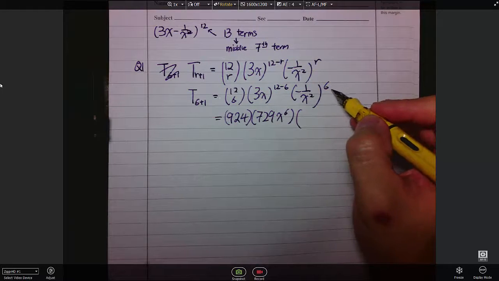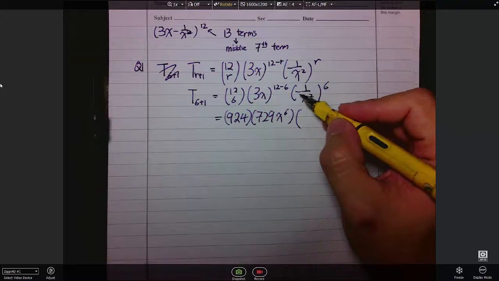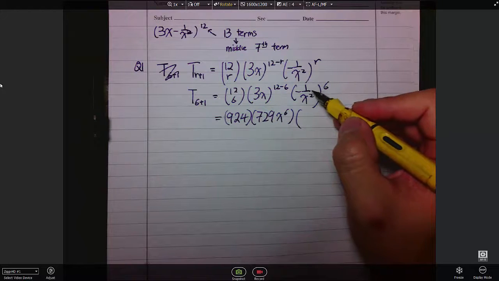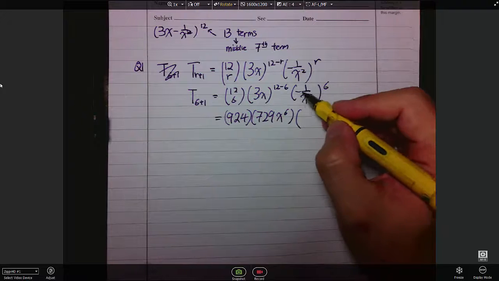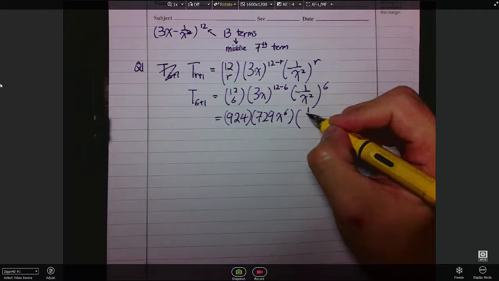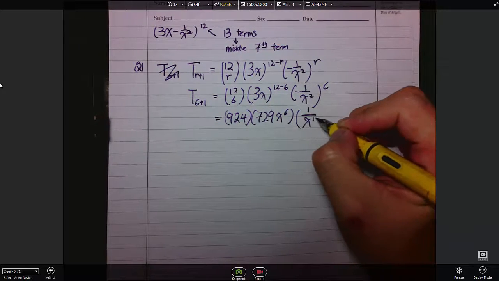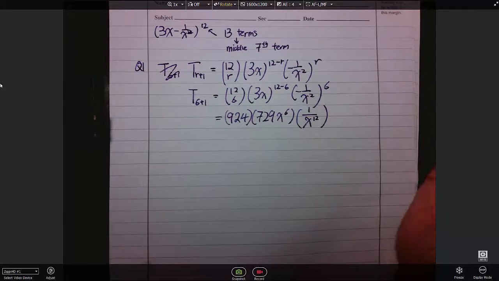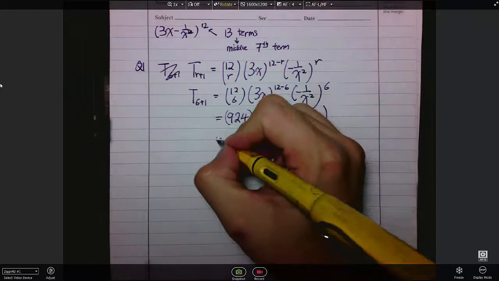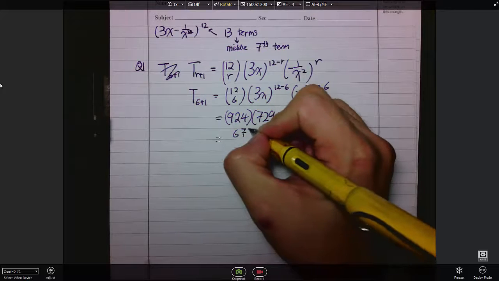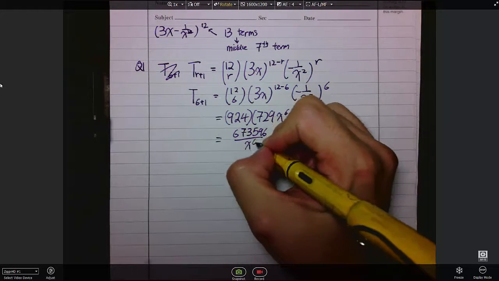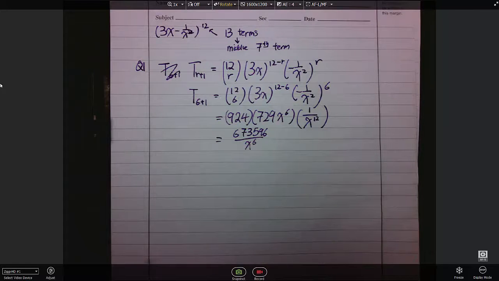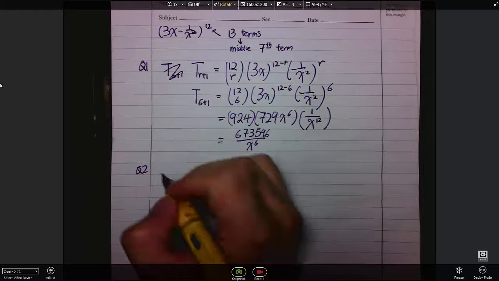Notice that this is an even term, so minus times minus gives you plus, then times another minus gives you negative. So if the power is even, the negative, in the end you should end up with a positive 1 over x to the power of 12. If you simplify everything, you get 673 596 over x to the power of 6, and that quite easily concludes question 1. Now we move on to question 2.